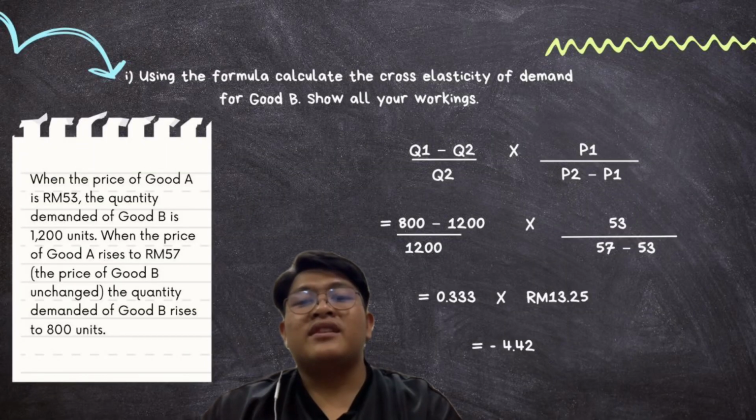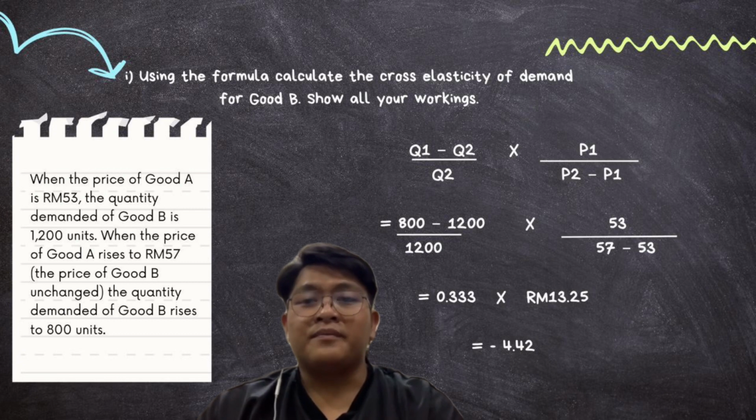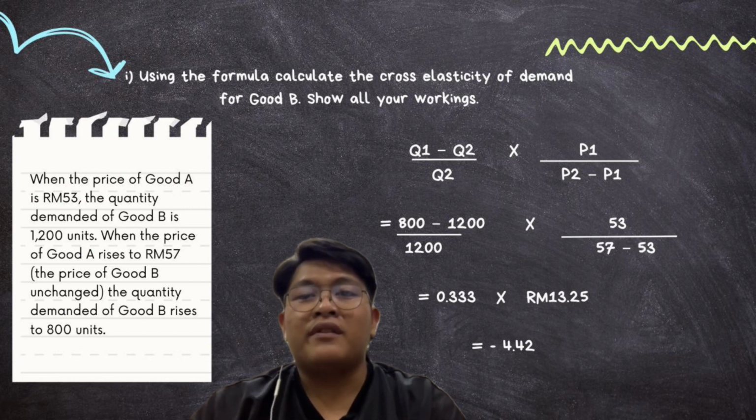The first question is, using the formula, calculate the cross elasticity of demand for good B. Show all your working. Firstly, we need to use the formula of Q1 minus Q0 over Q0, times P0 over P1 minus P0. So we need to insert the information that has been given. 800 minus 1200 over 1200 times 53 over 57 minus 53, and we get the answer of negative 4.42.